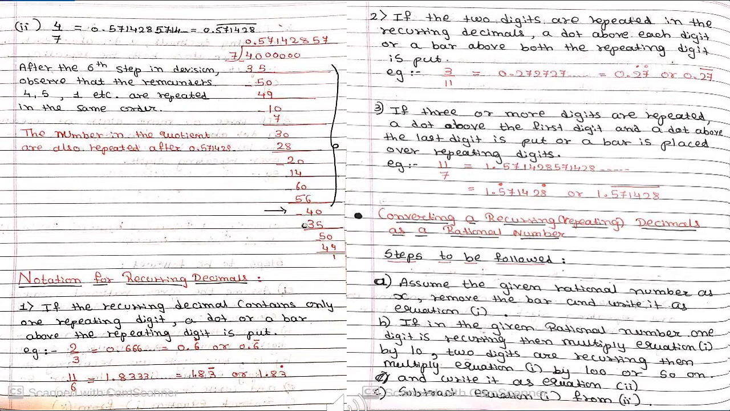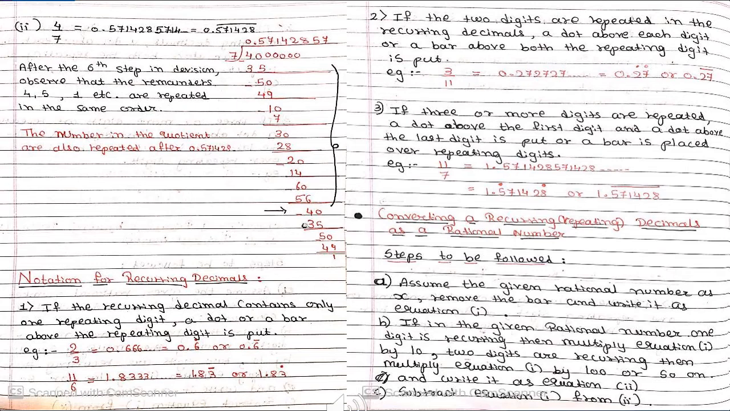So it means 2 and 7 both are recurring decimal. So a bar above 27, or a dot above 2 and above 7 both. If 3 or more digits are repeated, a dot above the first digit and a dot above the last digit is put, not above all the digits. Remember children, only above the first and the last. So you can see the example.